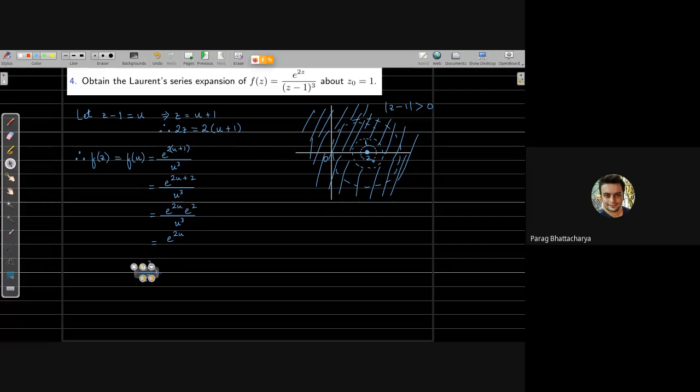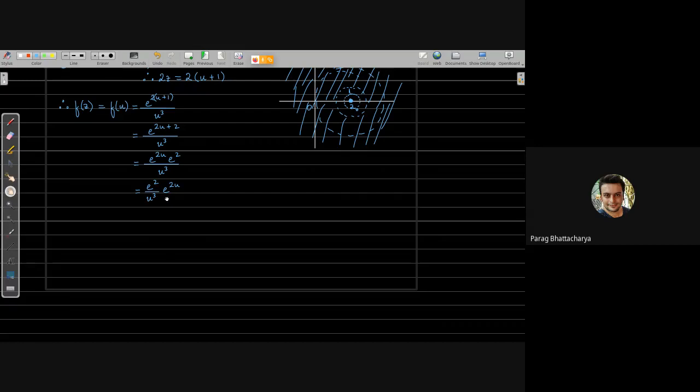Okay, so this we'll keep it together. And then this e to the power twice u, we are going to use the Taylor series expansion of this. So e squared by u cube and e to the power twice u. Now we're going to Taylor expand this one. So what is this going to become equal to? The Taylor series expansion of e to the power z is 1 plus z by 1 factorial plus z squared by 2 factorial plus z cubed by 3 factorial and so on. So here we're going to replace this with its Taylor series expansion, the Taylor series expansion of e to the power twice u.